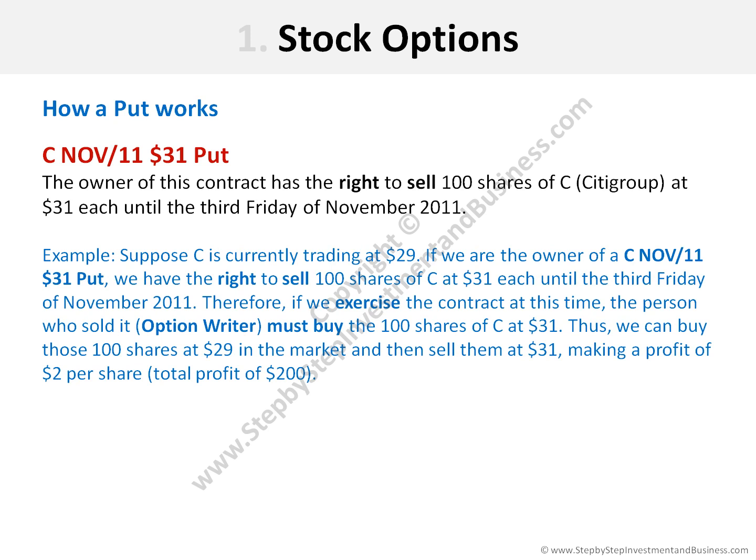On the other hand, a put works as follows. Suppose we have the contract called Citigroup November 2011 $31 put. The owner of this contract has the right to sell 100 shares of Citigroup at $31 each until the third Friday of November 2011.